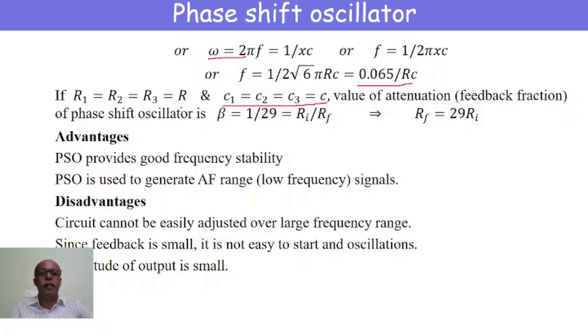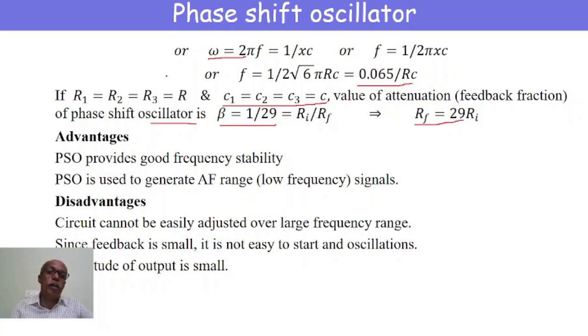If C1 equals C2 equals C3 equals C, identical capacitors, and R1 equals R2 equals R3 equals R, identical resistors, the value of attenuation, otherwise known as feedback fraction, of the phase shift oscillator is beta equals 1 by 29, that will be equal to Ri by Rf. Therefore, Rf is equal to 29 Ri.